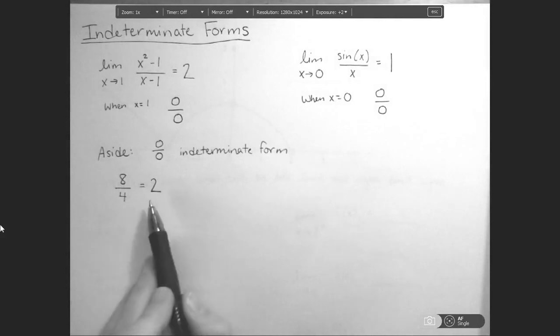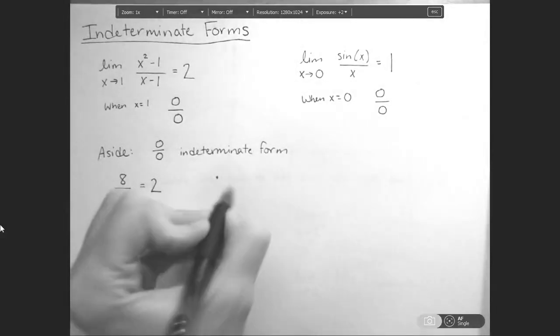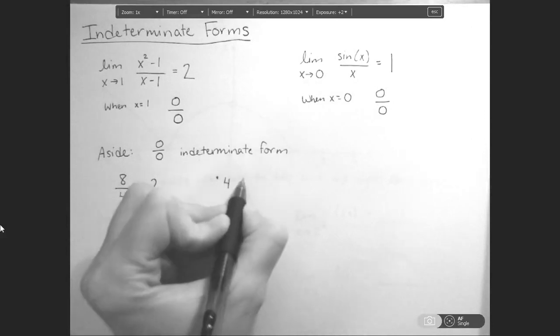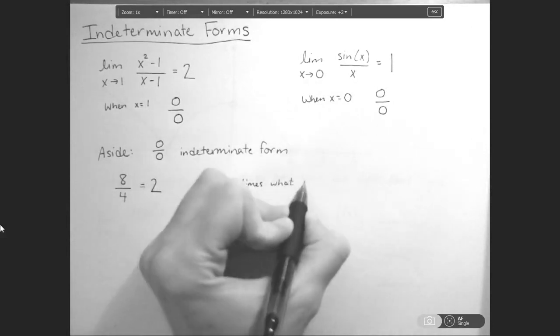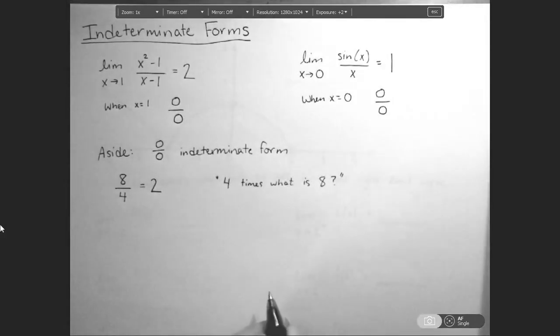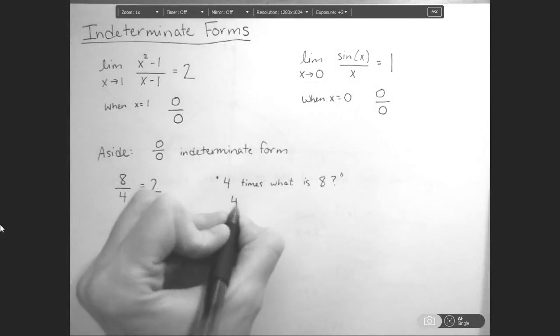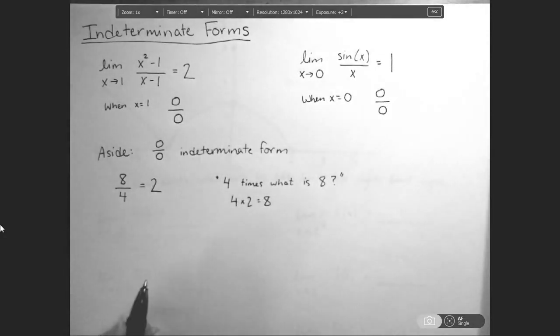Another way to think about this is, what is division but the inverse of multiplication? So 4 times what is 8? And there's only one single possible answer to that. The answer is that 4 times 2 is equal to 8, which all of you know. That's sort of boring, Carolyn, right?